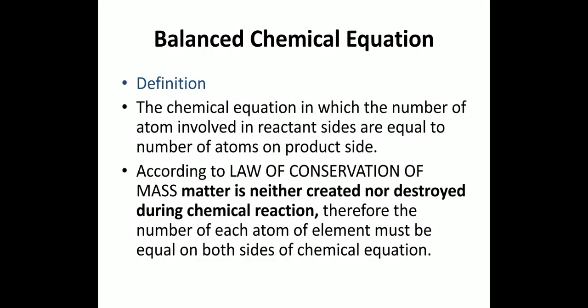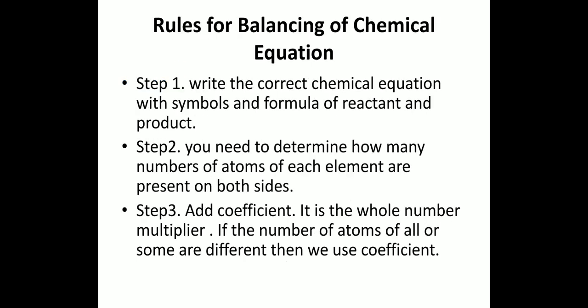The chemical equation in which the number of atoms involved on the reactant side are equal to the number of atoms on the product side is said to be a balanced chemical equation. We balance a chemical equation according to the law of conservation of mass. According to this law, matter is neither created nor destroyed during a chemical reaction. Therefore, the number of each atom of an element must be equal on both sides of a chemical reaction.